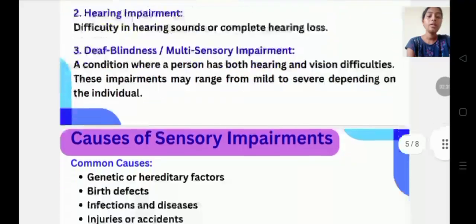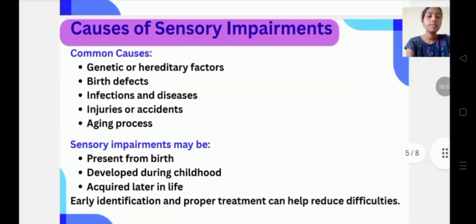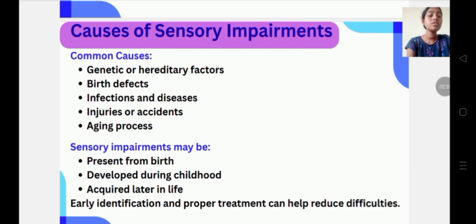Now I'll discuss the causes of sensory impairment. Sensory impairment can happen due to different reasons, right? Some common causes are genetic factors, birth defects, infections, injury or the aging process. Sometimes it is present from birth and sometimes it develops later in life, right? Early detection and proper care can help reduce its impact. So these are the causes of sensory impairment.